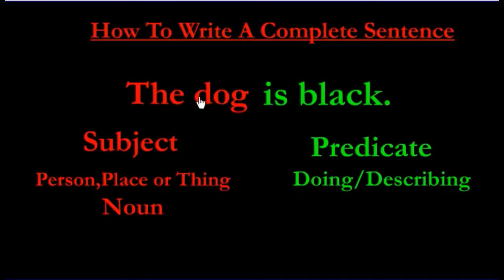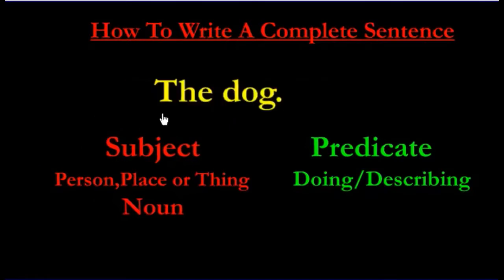Now, I can make this sentence more interesting. I could say the big dog is black, or the enormous dog is like jet black or something like that. Make it interesting. You can add more of those descriptive words, the adjectives and things like that. We'll talk about that later on to make it more interesting, but let's keep it simple for now. The dog is black. It's a complete sentence.